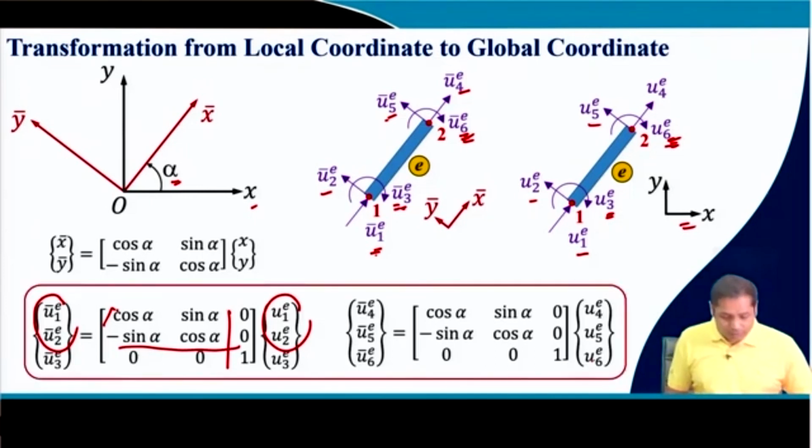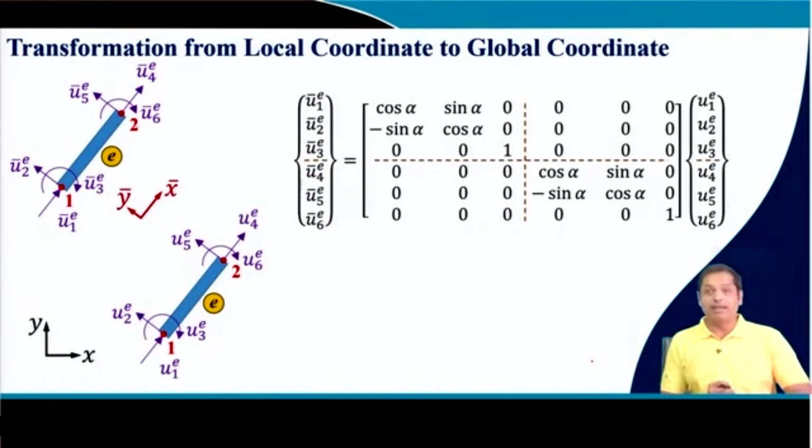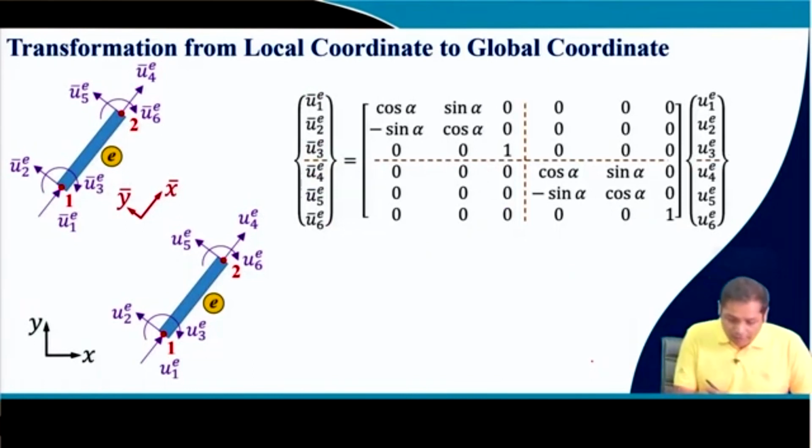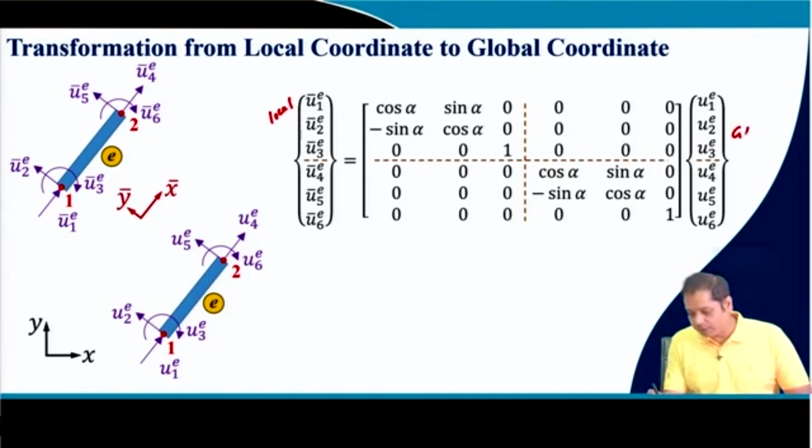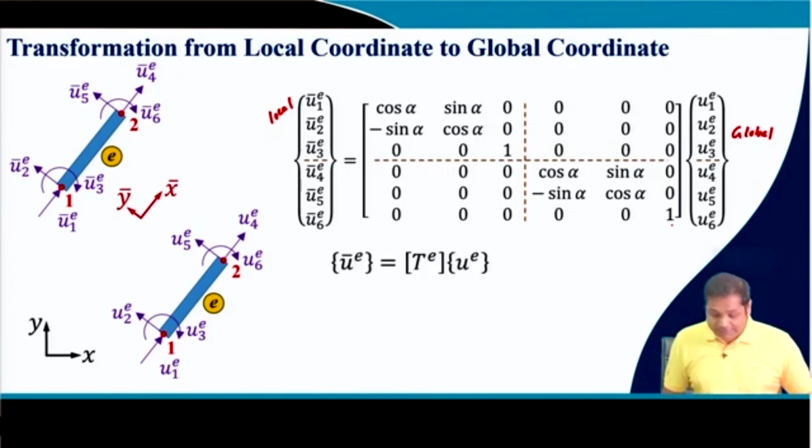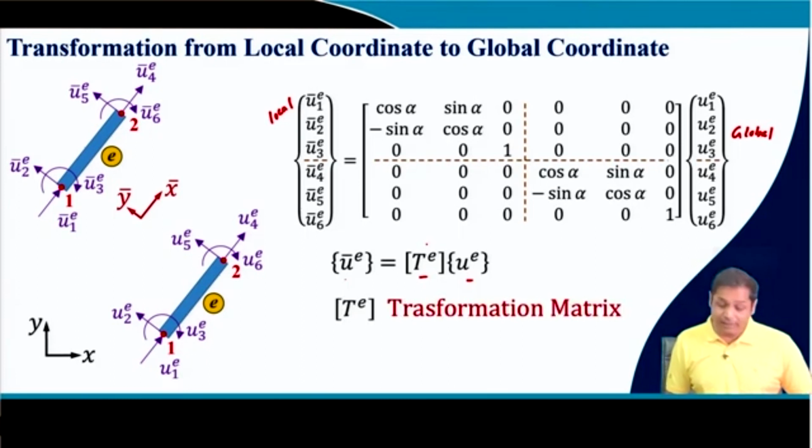Now what we will do is combine these two individual transformations, and if we combine them this can be written as this, you see. Here are all the degrees of freedom with respect to the local coordinate system, here we have the degrees of freedom with respect to the global coordinate system, and this is the transformation matrix. So this can be written as this, and this TE is called the transformation matrix.